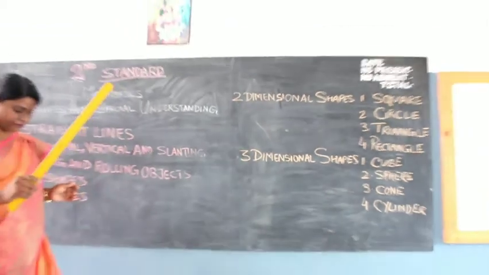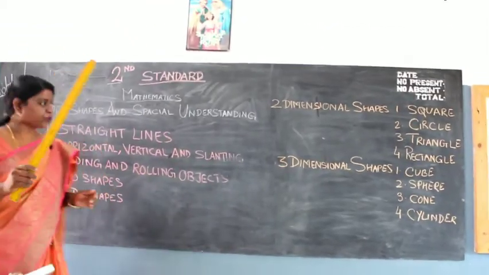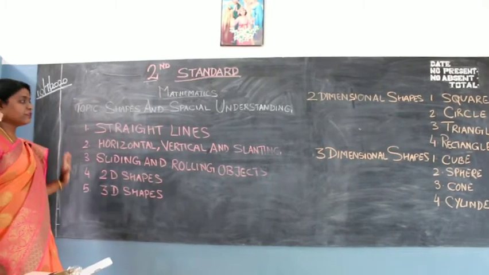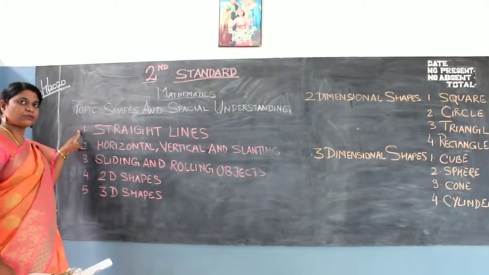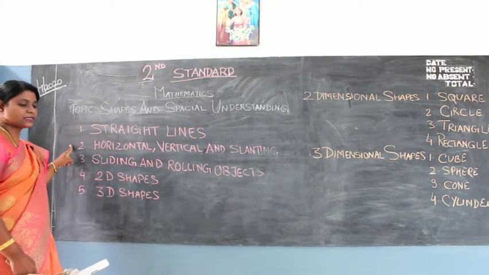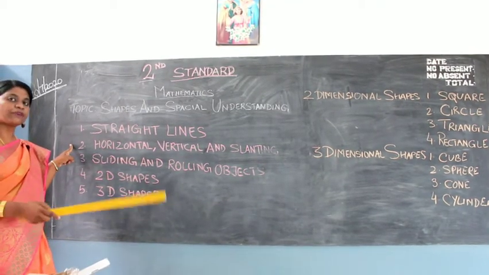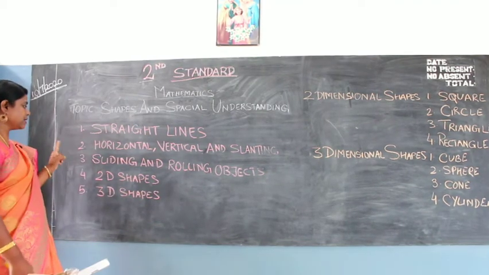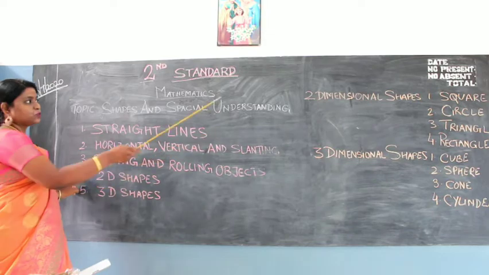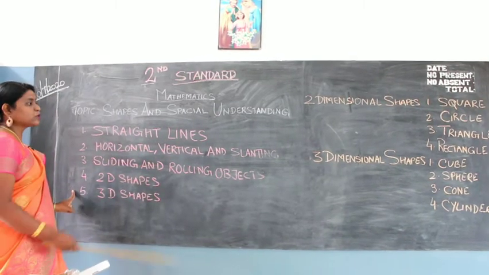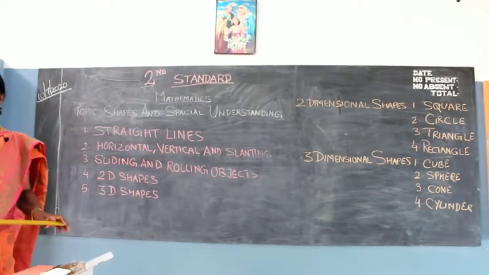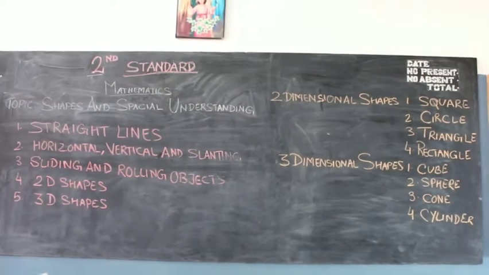So totally I have finished the first chapter completely for you here, and these are the points that you need to remember. The first chapter consists of straight lines, which you have understood. Then it has horizontal, vertical and slanting lines. We have learned from a figure how to count it or how to understand it. We saw the sliding and rolling objects. We saw the two-dimensional shapes, and we also saw the three-dimensional shapes. So this is your first chapter in mathematics for second standard.